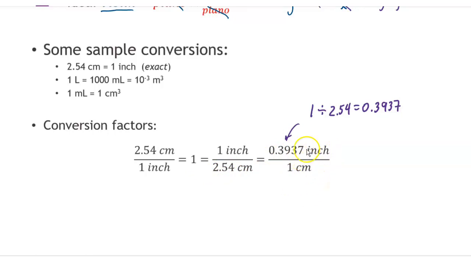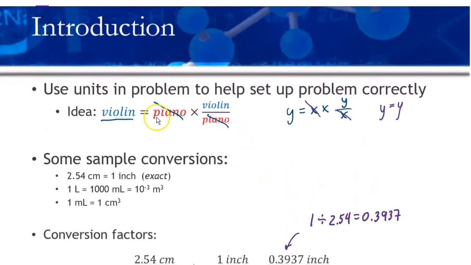And this is the key. Once I set it up in this conversion factor form, I can treat the units just like I treated the piano and the violin up here and set them up so that they can cancel algebraically. Let's see how to do that in an example.